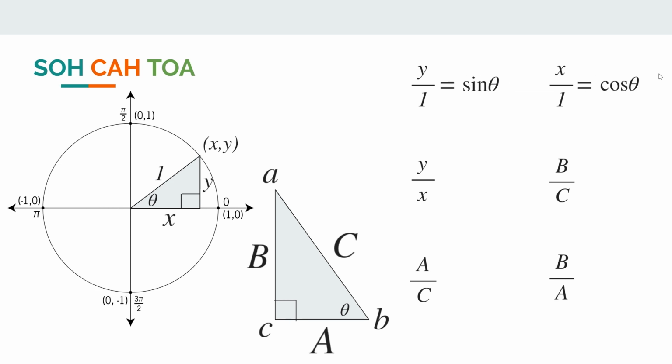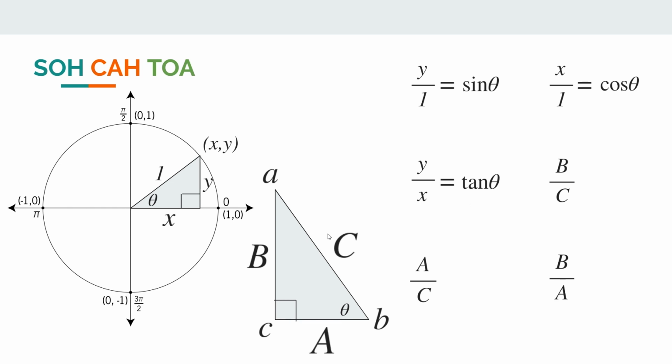And same thing with the cosine. X is the adjacent to theta, and 1 is just the hypotenuse. So adjacent over hypotenuse is cosine. Moving to our next one, we have y over x. Knowing that y is the opposite and x is the adjacent, we can say that it's tangent of theta.